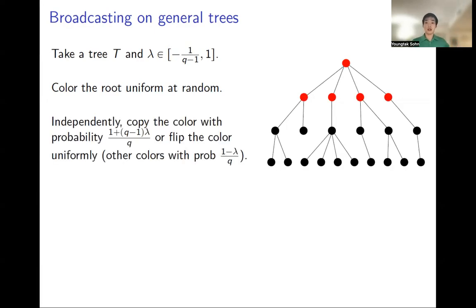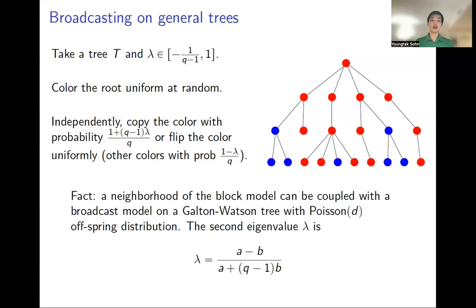And then at each step, independently copy the color of the parent with probability (1 + (q-1)lambda)/q, or you flip the color uniformly. That is to say, each of the other colors gets probability (1 - lambda)/q. And this is repeatedly broadcasted down the tree for each vertex.